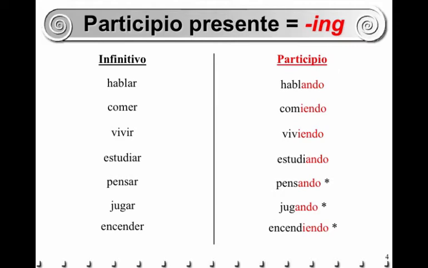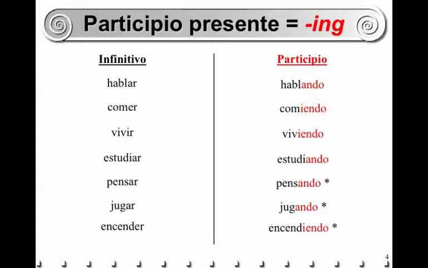So hablar is an AR verb. So you remove the AR and add the ending -ando. So hablar is to talk. Hablando is talking. Comer, an ER verb. Remove the ER and add the ending -iendo. Comer is to eat. Comiendo is eating.